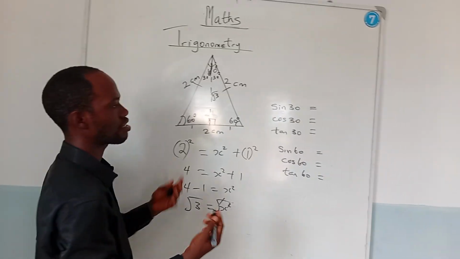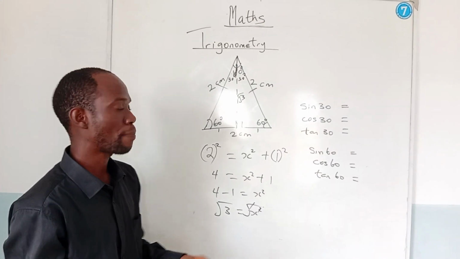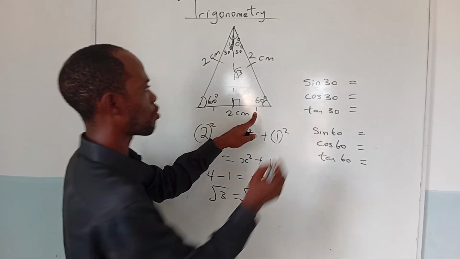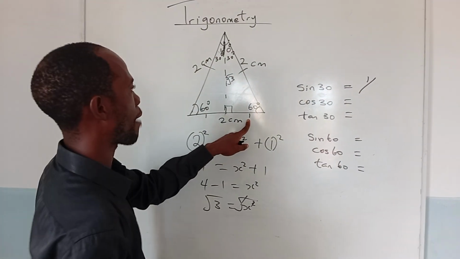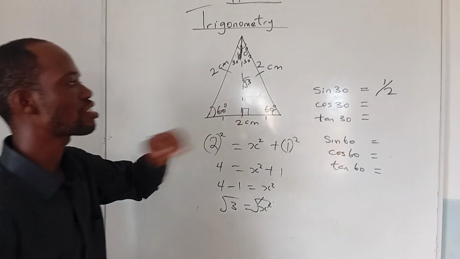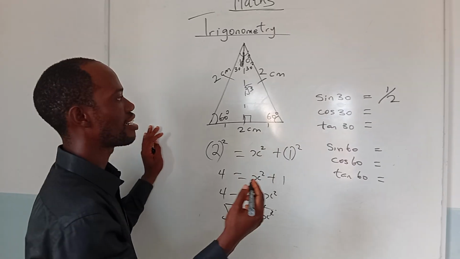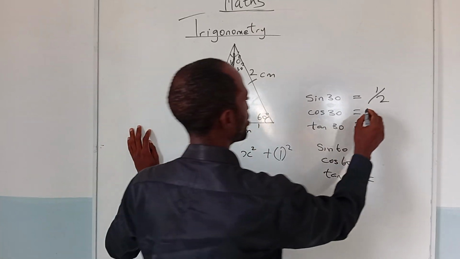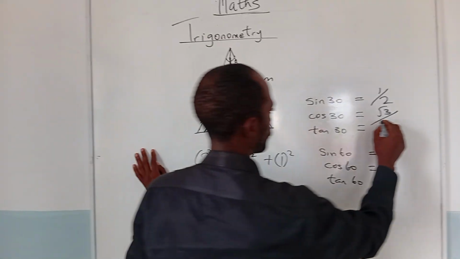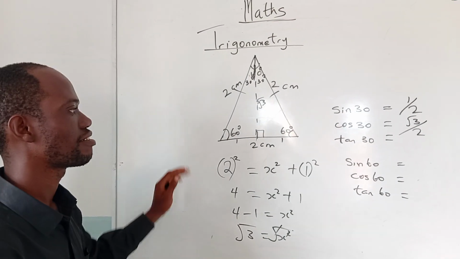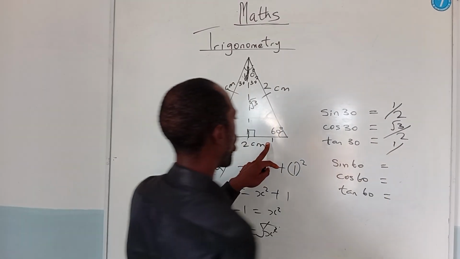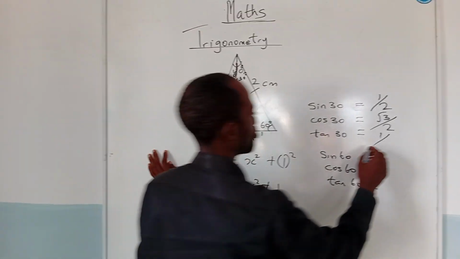So what is sine itself? Sine is opposite all over hypotenuse. And this is my opposite. So 1 all over hypotenuse. My hypotenuse is 2. Cos 30: adjacent root 3 all over hypotenuse, all over 2. Tan 30: opposite 1 all over adjacent, all over root 3.